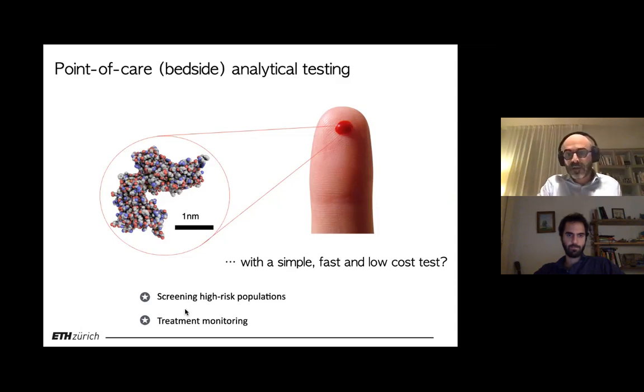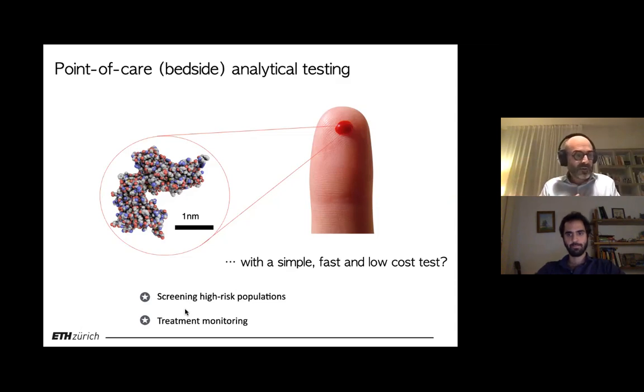The first one is what I would call screening of high-risk populations. That means that you would like to test maybe in your doctor's room directly during the visit, using just a drop of blood, a given biomarker, and to give the doctor an indication on whether you should be sent to the hospital to do more exhaustive and more expensive tests.